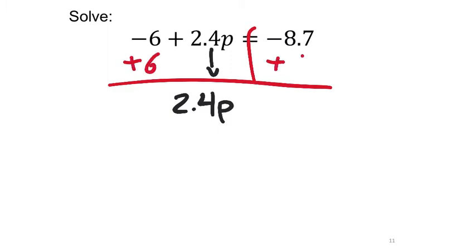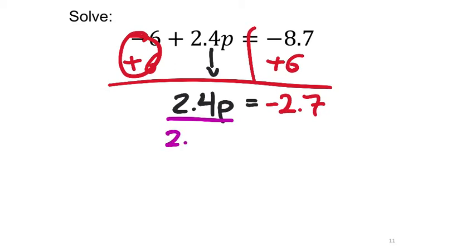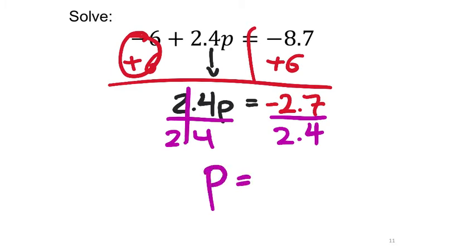Just if you do it to one side, make sure you do it to the other side, okay? So that will zero that out. Negative 8.7 plus 6 is negative 2.7. And then it looks like we'll divide both sides by the coefficient, 2.4, to make the coefficient a positive 1. So that ends up being p equals negative 2.7 divided by 2.4.